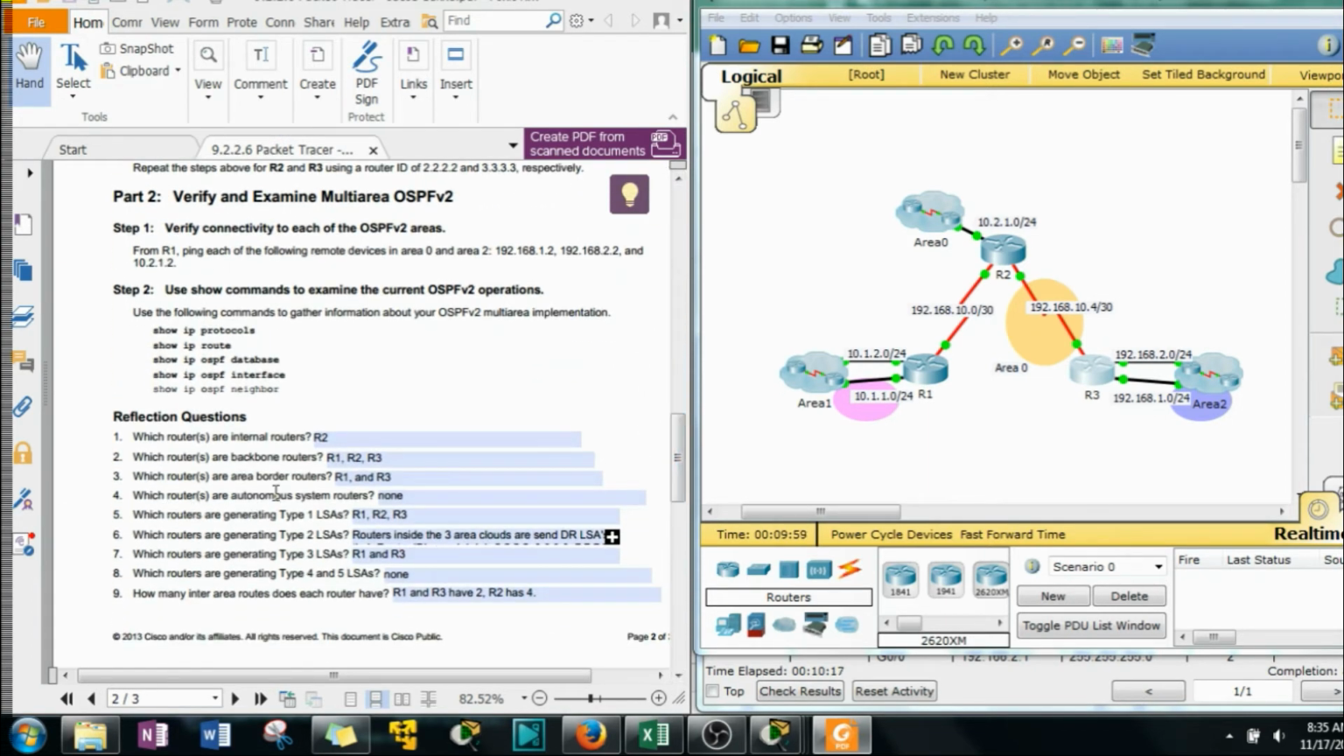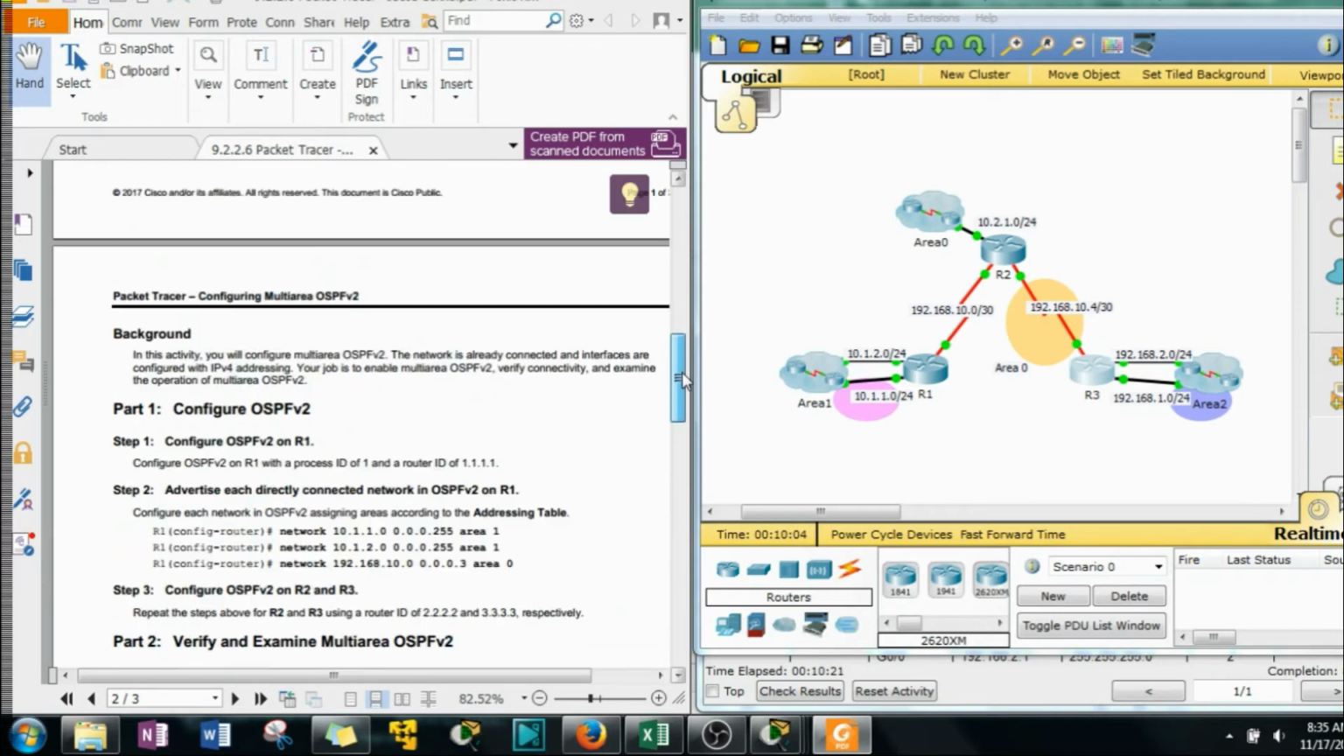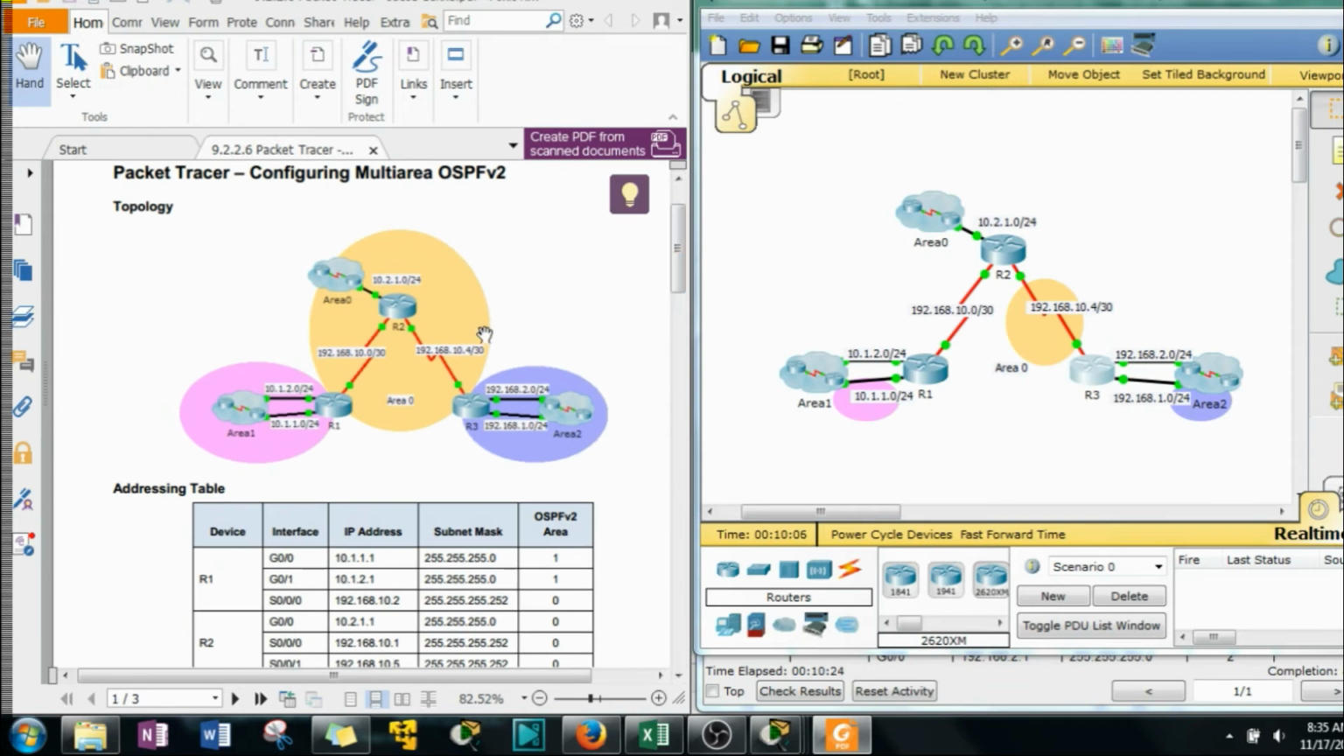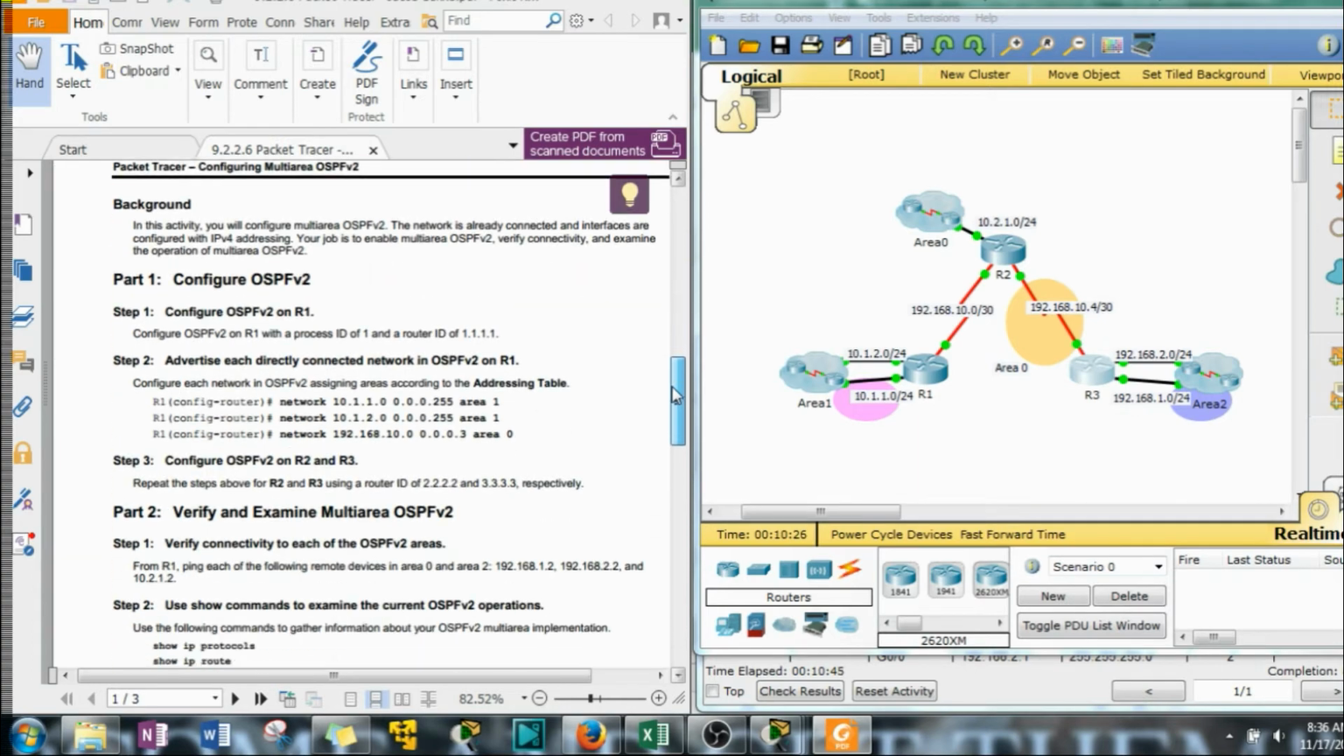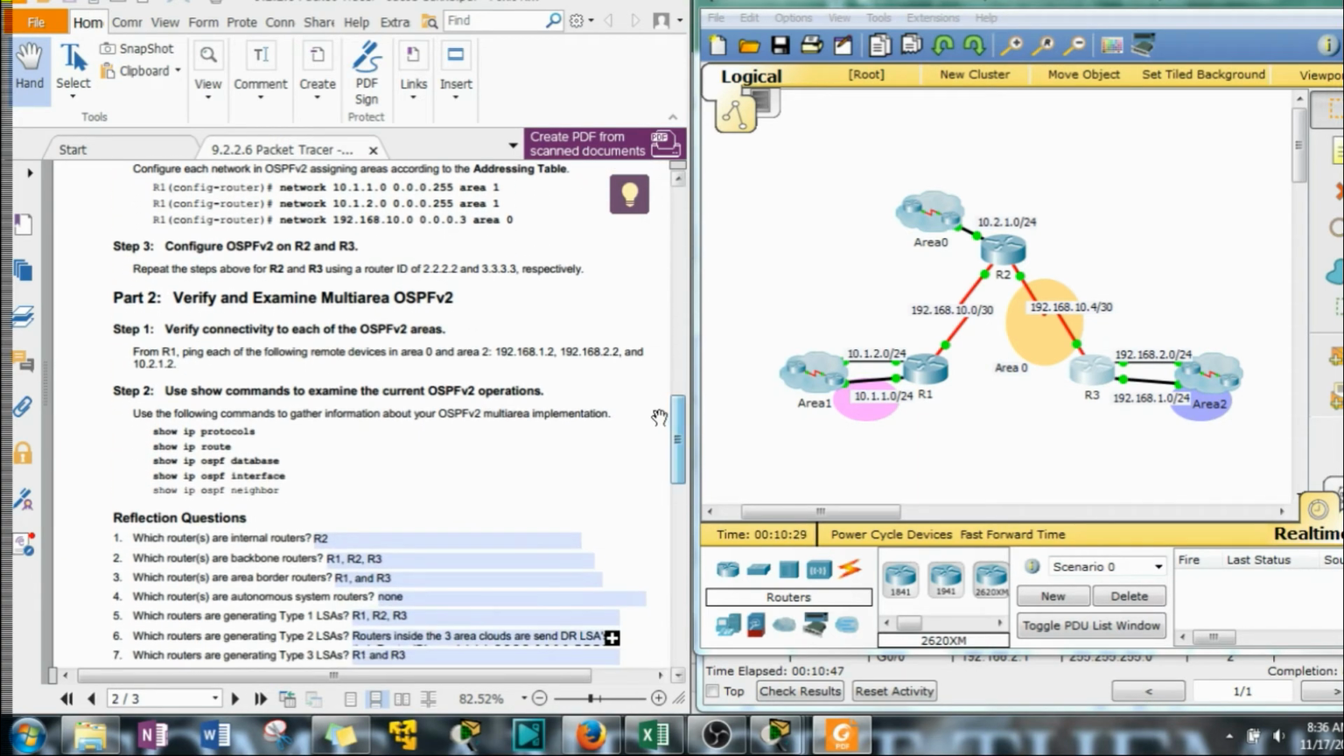Next, which routers are autonomous system routers? Now, an autonomous system router is one that is sitting at the edge of an area, for instance, maybe something over here, and then from that it goes off to another external network, maybe the internet or your ISP, whatever. But in this network, it's not configured to do that, so we don't have to worry about it. So none of the routers listed are autonomous system routers.